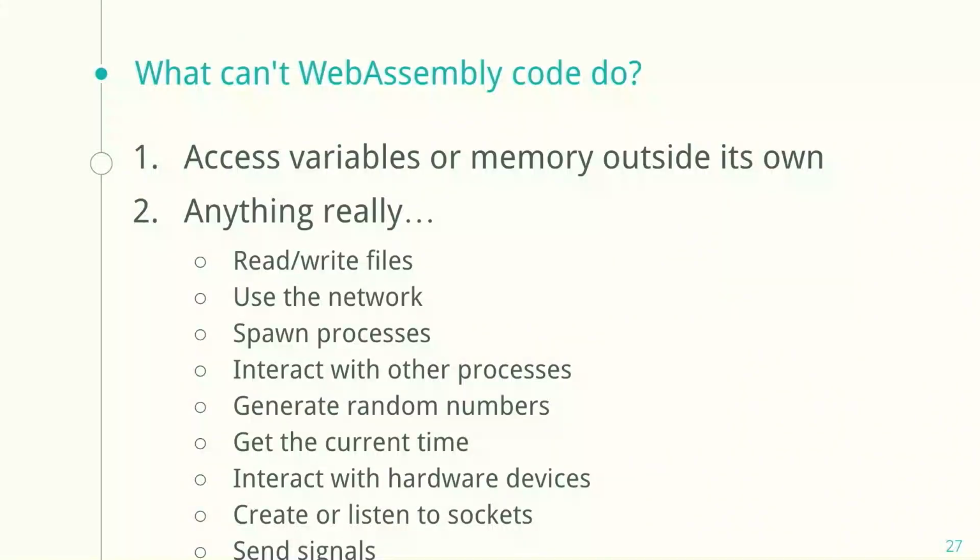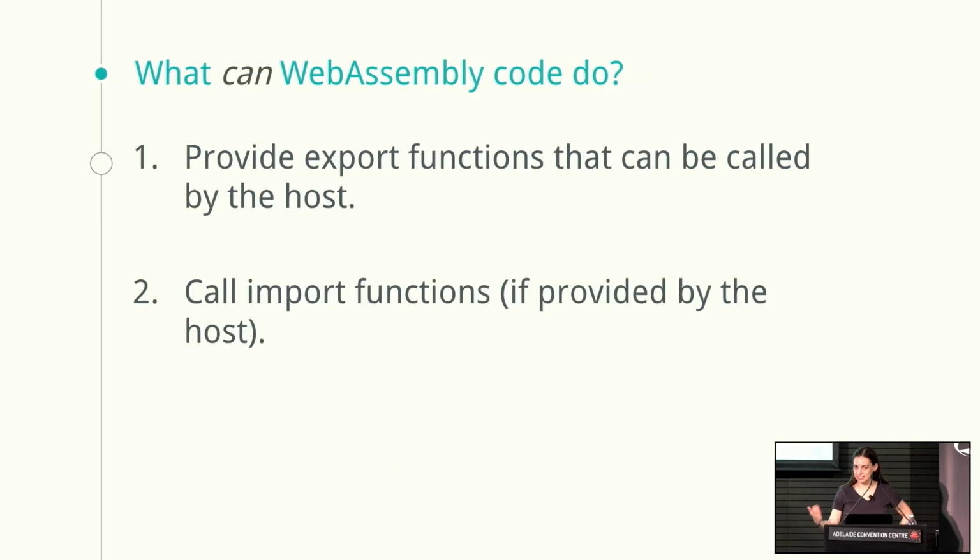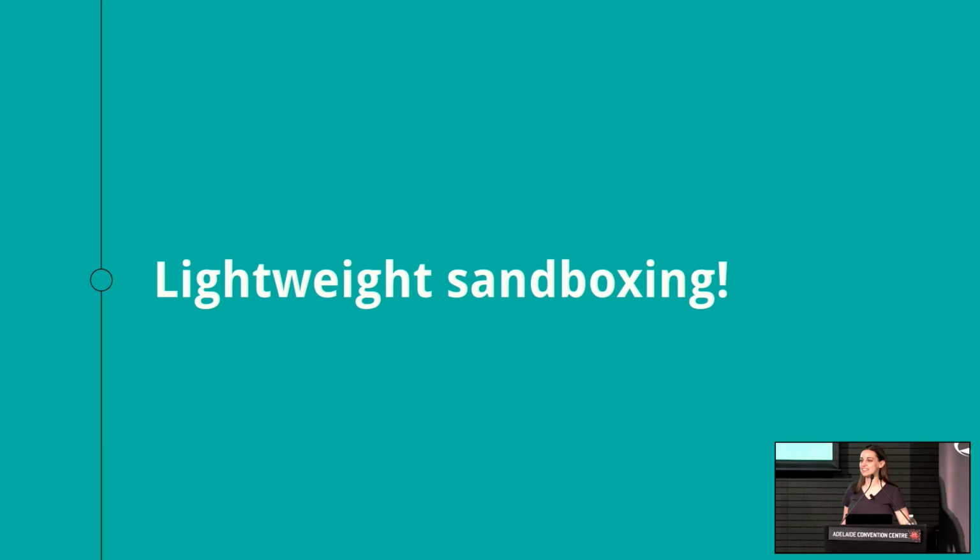So it cannot access any memory outside of its own array, and it really can't do anything. It can't read or write files or use the network or spawn processes or interact with anything. All it can do is provide functions that can be called, and it can call functions that you give it, right? If I give it a function, the WebAssembly code can call that function. Otherwise, it can't do anything. It can basically just compute stuff. So this is great. We have a little sandbox. This little sandbox is designed to safely run code from the internet. So it is designed for running untrusted code.